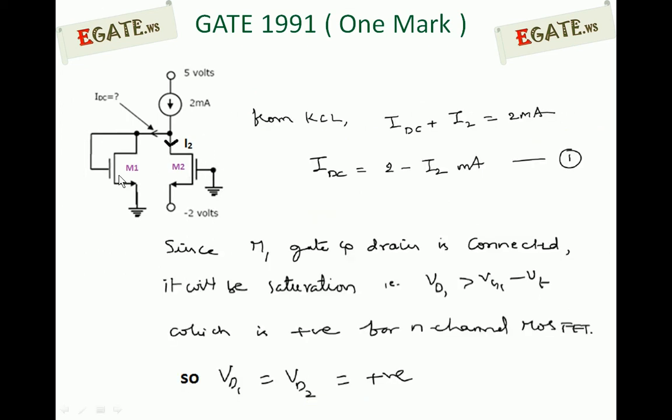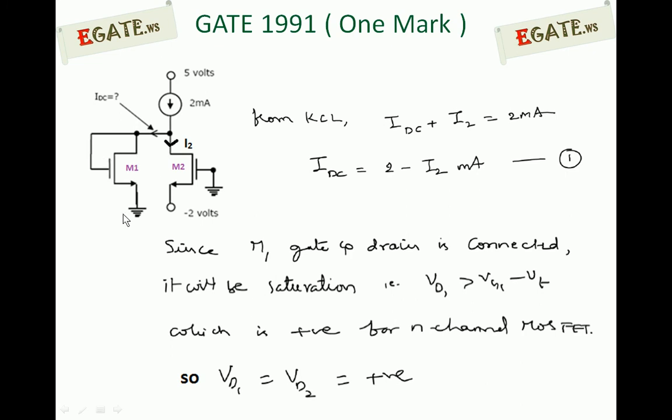First, look at the given diagram. For M1, the gate and drain are shorted together, that is VG is equal to VD. Gate voltage is nothing but drain voltage for M1. Remember, for any MOSFET, if gate and drain are shorted, then it will definitely be in saturation region, and the condition for saturation, VD greater than VG minus VT, is always true whenever gate and drain are shorted. So M1 will definitely be in saturation.